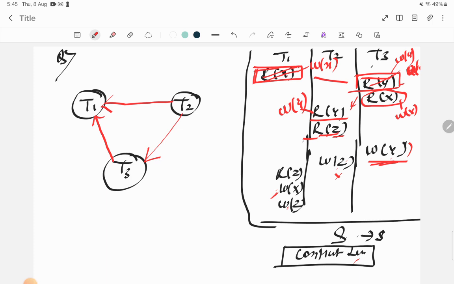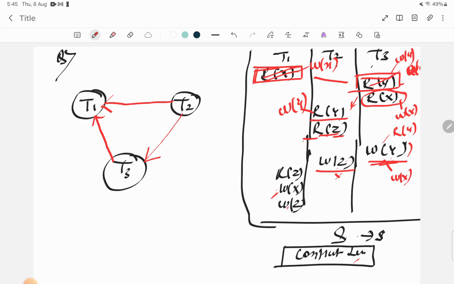What is the conflicting pair of this? As I told you, the conflicting pair of W of Y will be both R of Y and W of Y. So is this in T1 and T2? No, it is not in T1 and T2.